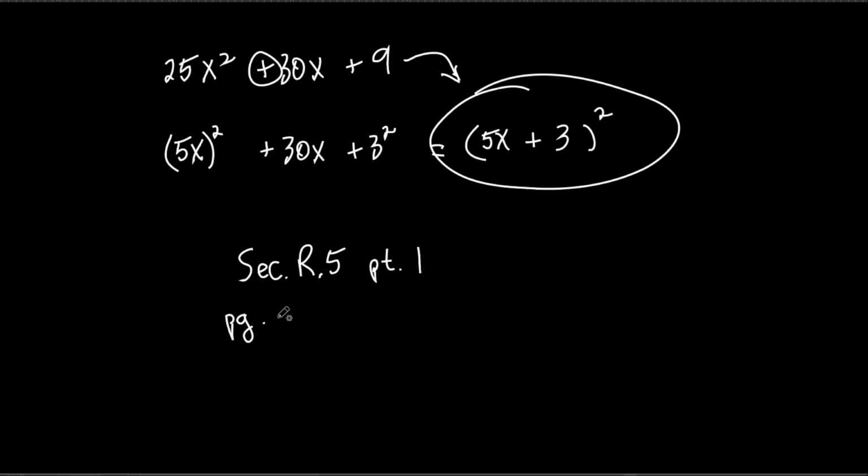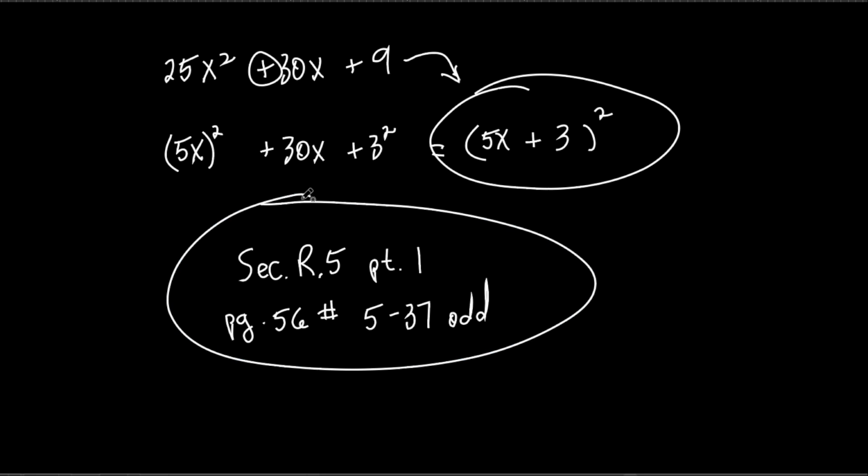Actually, it's just one page. So it's page 56, and we are doing 5 to 37 odd. That's your homework right there. Okay? Please write this down. Write all this down on your homework. At the top somewhere, put section R5, part 1, because we're going to have a part 2 and a part 3. So make sure you put part 1, put the page number and the problems, make sure you have your name on it, and then you should be good to go. All right? Okay, that's it.